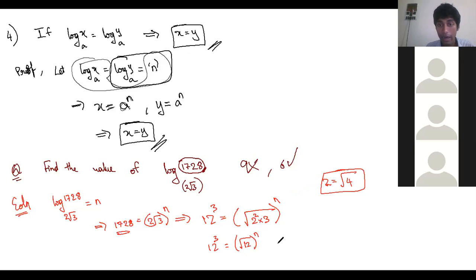Now, can I write root 12 as 12 power half? Yes, sir. 12 to the power 1 by 2. So n by 2 equals 3. Bases are equal, therefore powers should also be equal. n by 2 is equal to 3, then n is 6. Yes, sir.